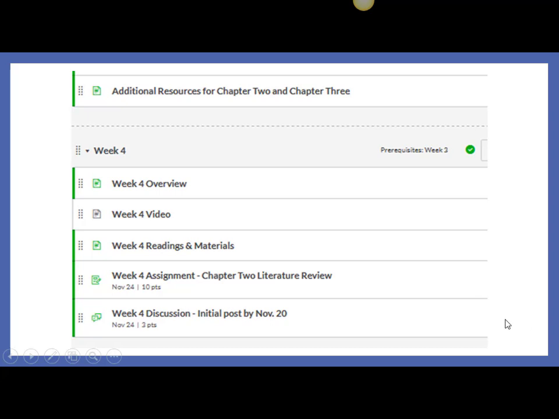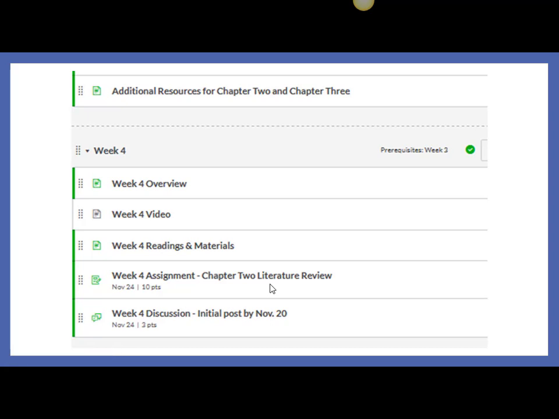Referring you back to week 4, just note at the end of this past week, this is where I put additional resources for you for chapters 2 and 3. So we have chapter 6 to read. There's one little PowerPoint in there for you to take a look at. This is the base of your week's work, chapter 2, literature review.